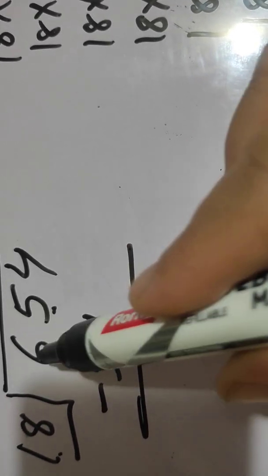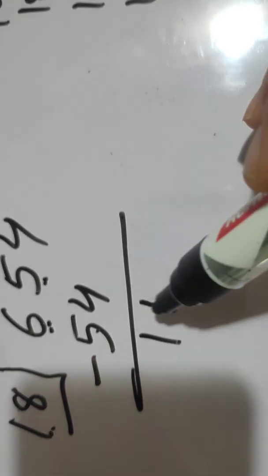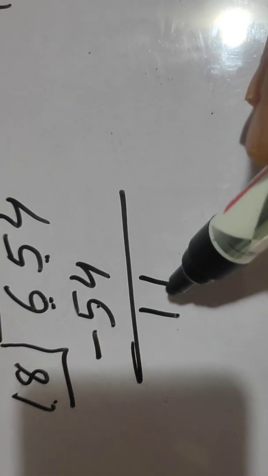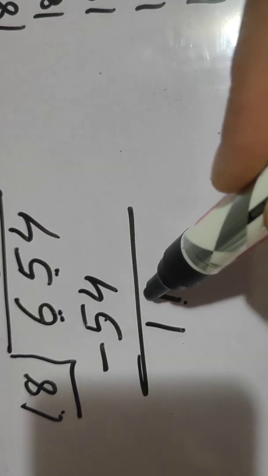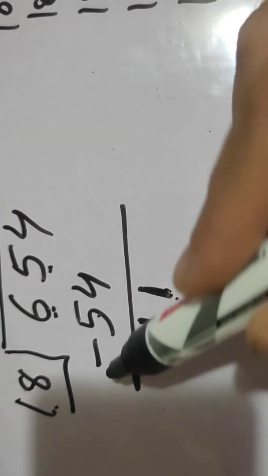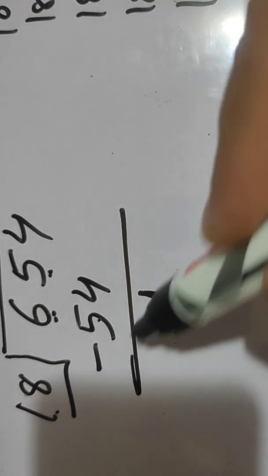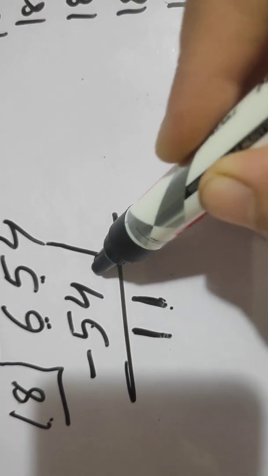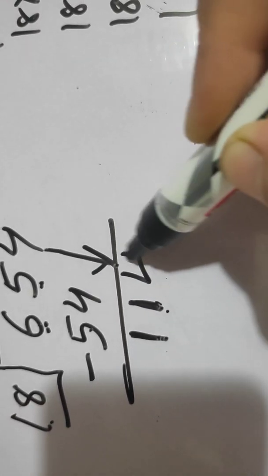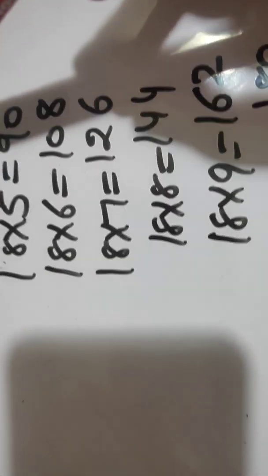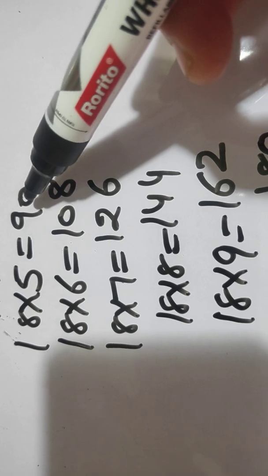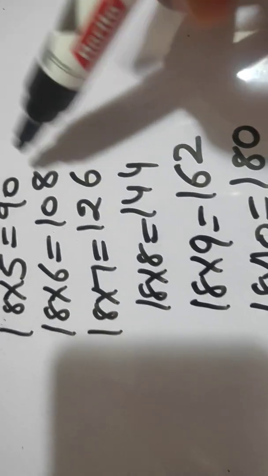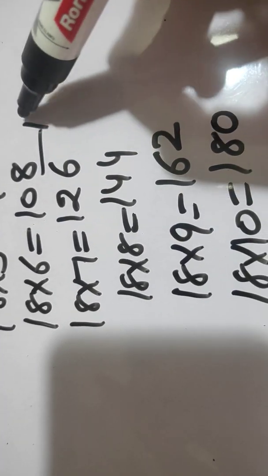5 minus 4 is 1, 6 minus 5 is 1. Now here the remainder is less than the divisor. Yes, it is right. I told you that the remainder should be less than the divisor, but we are not able to divide it. Our next step is we will bring down the next number. Now check where 114 lies. It is 90, 108, 114 lies here.